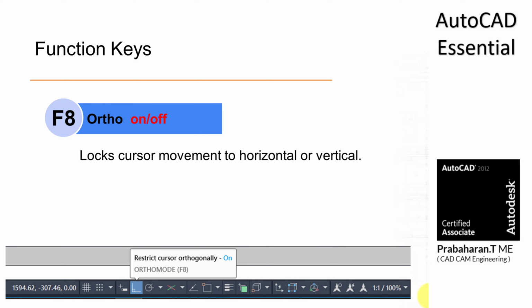Okay. Next important function key is F8. F8 is ortho on off. Generally, orthographic is what? Representing a component in a three-dimensional way. That means front, top, side. Okay, so this is an orthographic view. So if you want to control your movement of the cursor only in X and Y, we can use this ortho mode. Okay, this is the corresponding status bar icon for ortho on off.